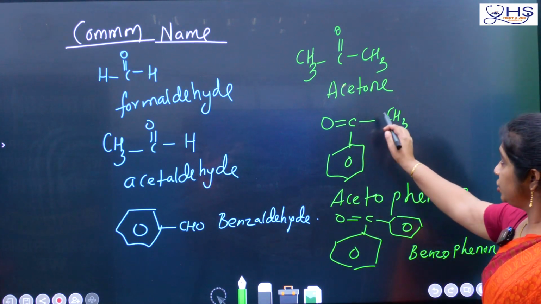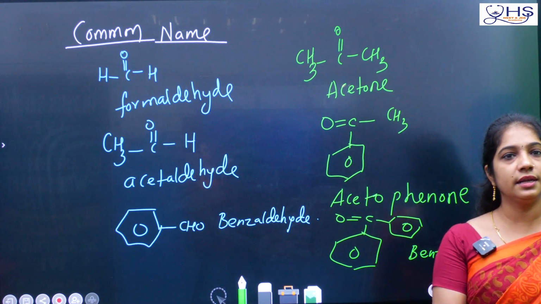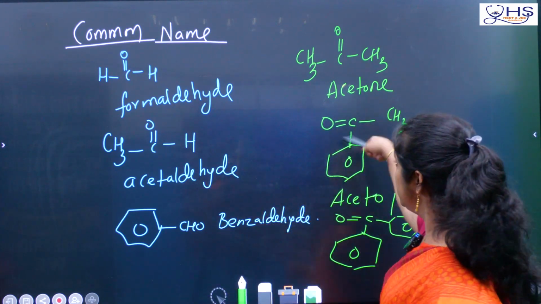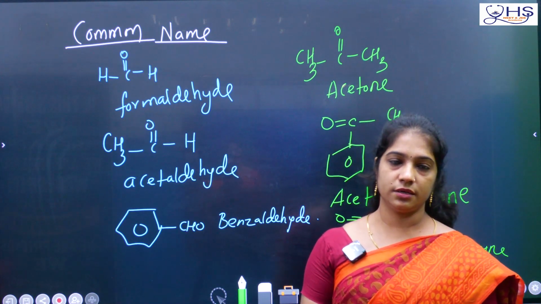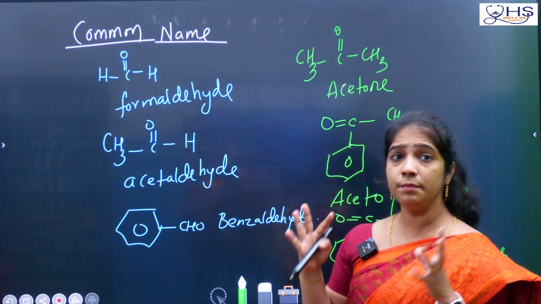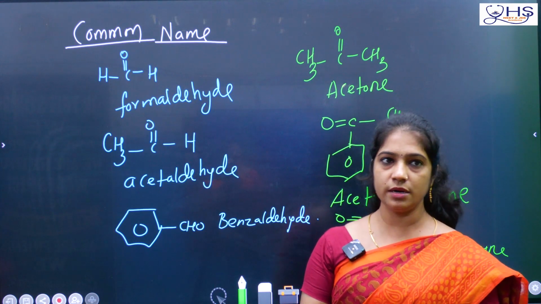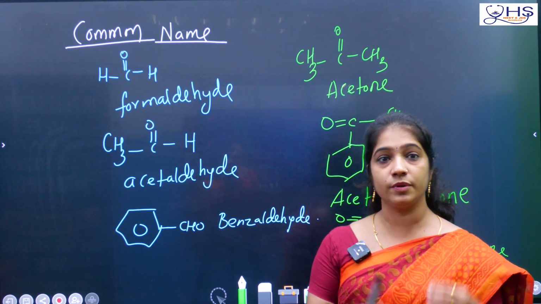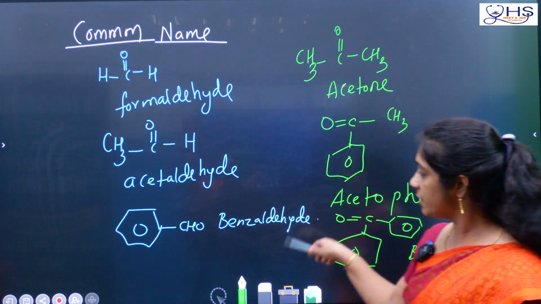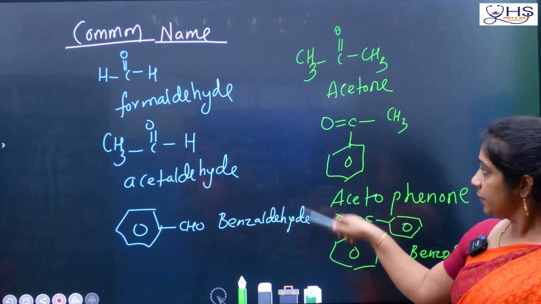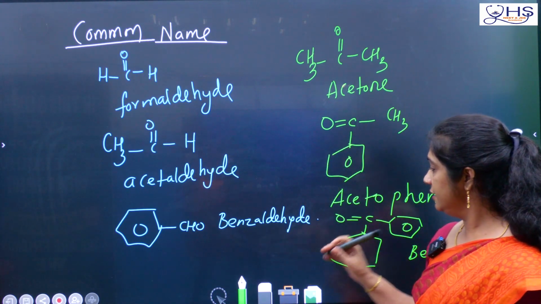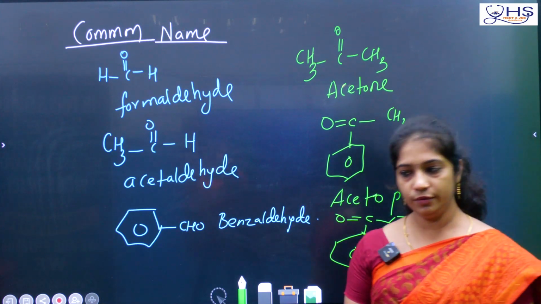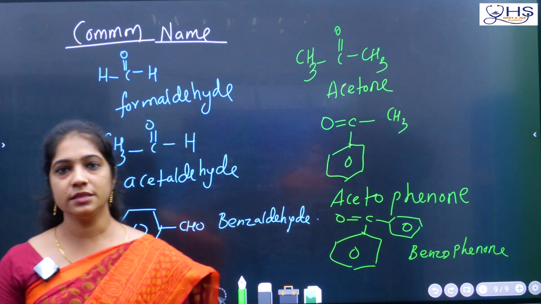So they will use acetone. How will they ask the question? Acetone reacts with methyl magnesium bromide. What is the product? If you don't know what acetone itself is, how will you write the answer? So please be thorough with some of the important common names. We cannot know every compound's common name, but the ones frequently asked in exams and visible in papers, we should be thorough with. So these are the common names: formaldehyde, acetaldehyde, benzaldehyde, acetone, acetophenone and benzophenone. Okay, so with this the nomenclature part is over.